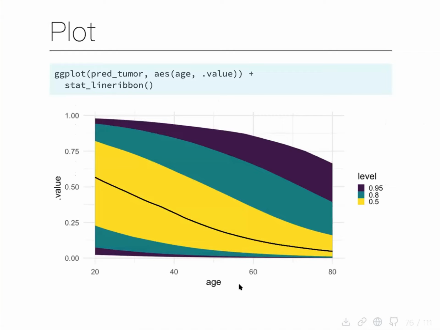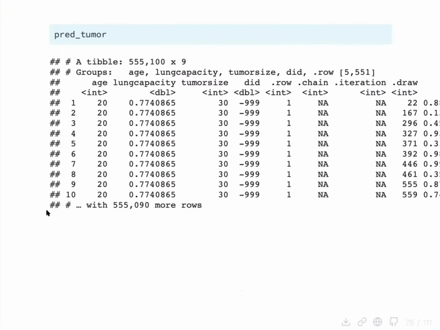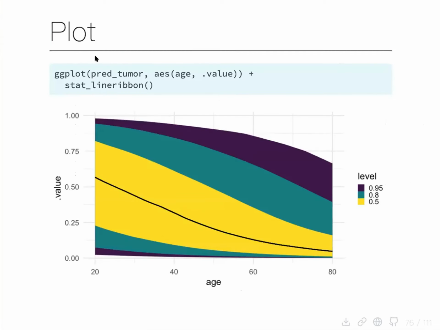Okay, now we're actually going to plot this relation using tidybayes. Okay, so I'm going to say ggplot pred_tumor. Okay, predicted tumor, that's this thing that I created over here, using the grid and then getting 100 samples for each combination of the grid. Put age on the x-axis, dot value on the y-axis, and then this is a function from tidybayes, stat_lineribbon or line ribbon.